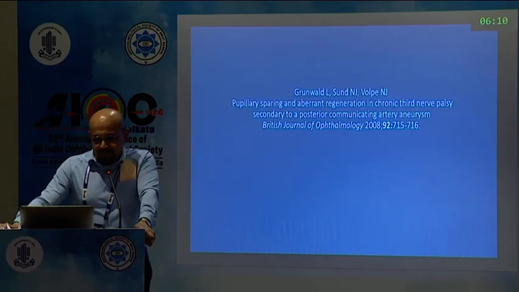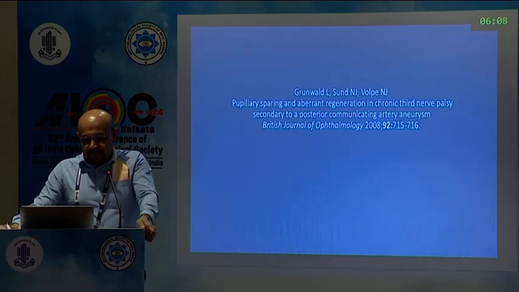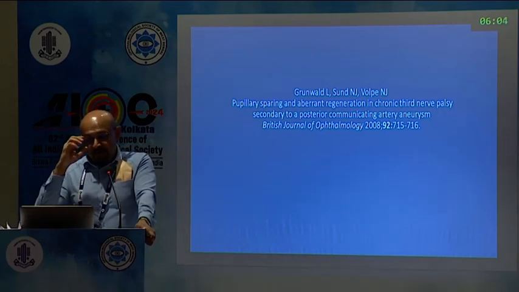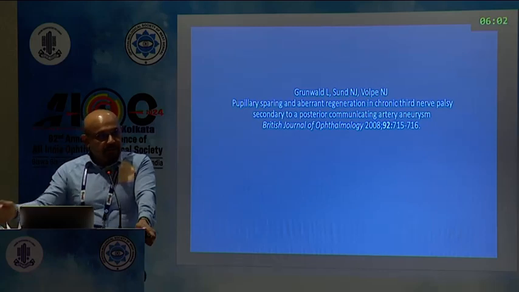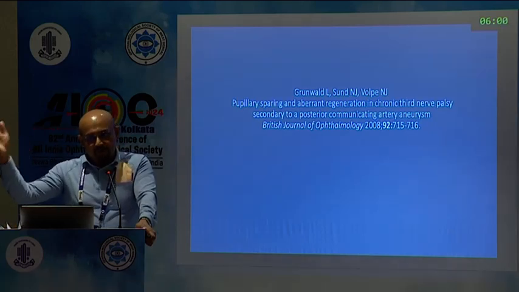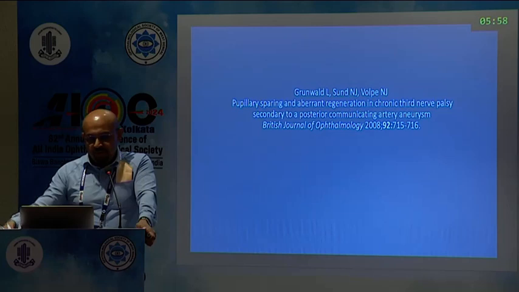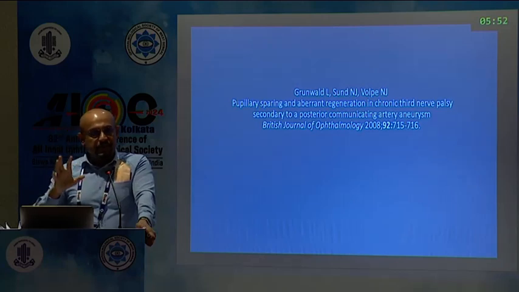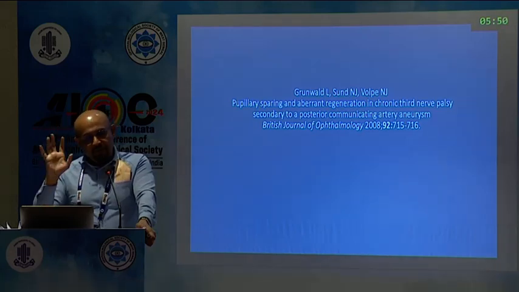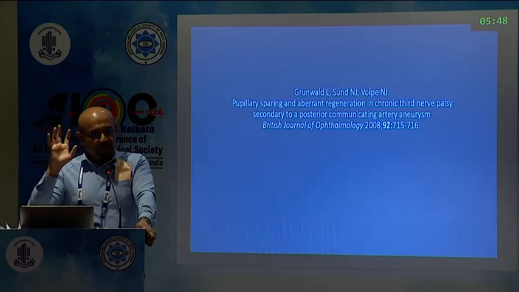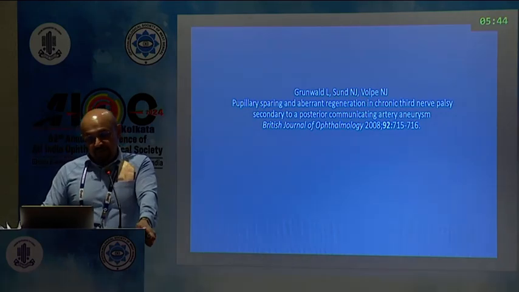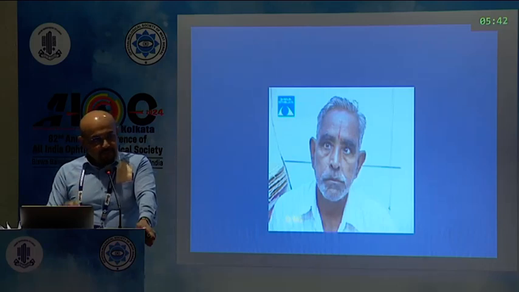But then I would say that in 2008, this was from Nicholas Volpe's group, pupillary sparing and aberrant regeneration in a chronic third nerve palsy. The patient had a third nerve palsy for a few months, never had pupillary involvement, but had a posterior communicating artery aneurysm. So what you are saying here is that there is a high possibility that even if a patient has a third nerve palsy with the pupil not involved, he can still be harboring an aneurysm, which can be fatal. So that's about the third nerve palsy.